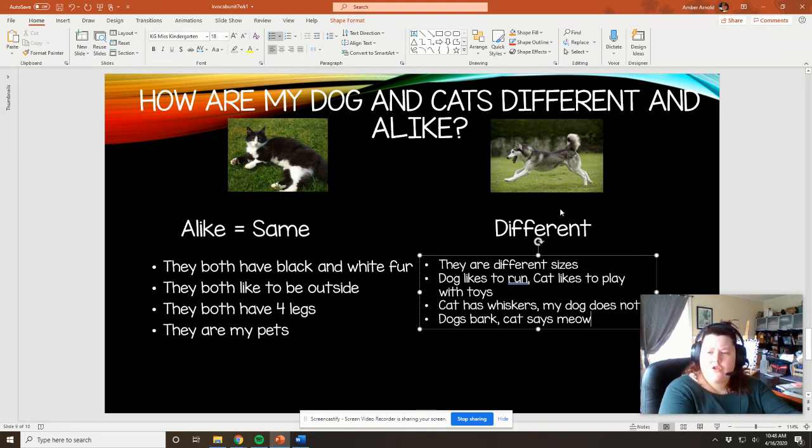Can you compare two animals to discover how they're different and alike? I bet you can, and I bet you could even use some of our new vocabulary.